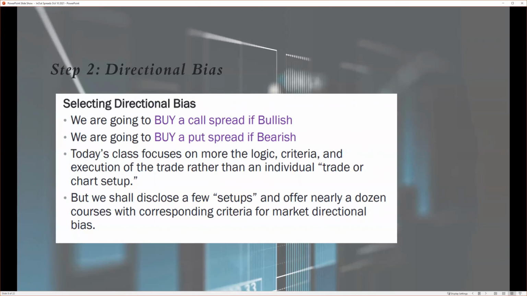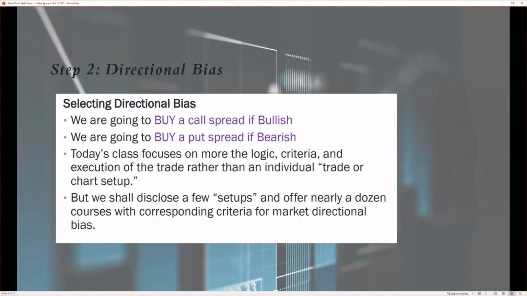Step 2, the directional bias. We're going to buy a call spread if we're bullish, and we're going to buy a put spread if we are bearish. As simple as that. We don't do more things. Calls if you're bullish, puts if you're bearish. Since we're not selling, we don't have to do the opposite, right?